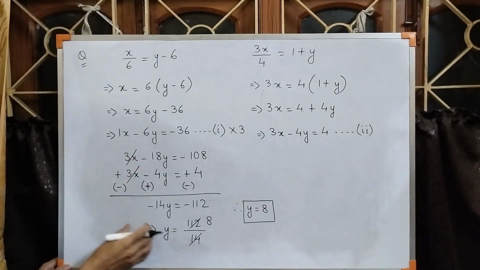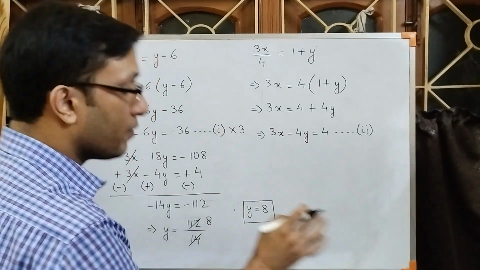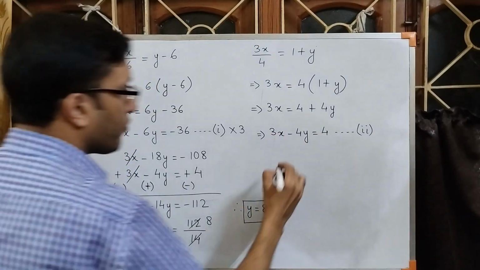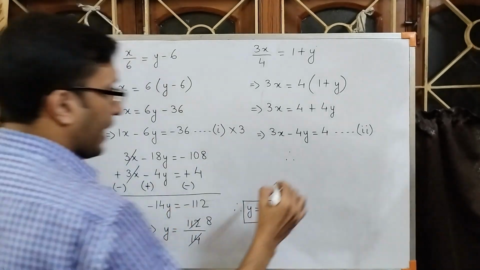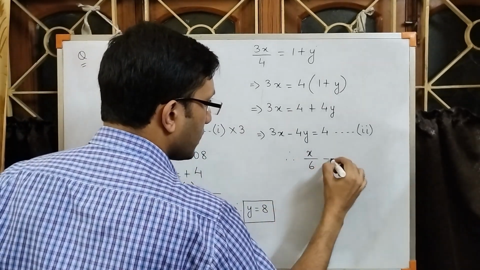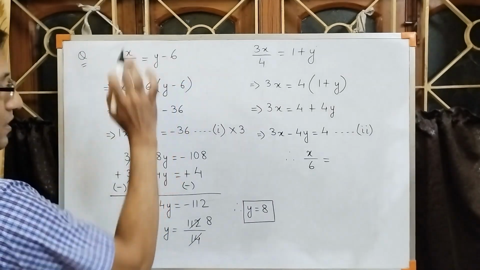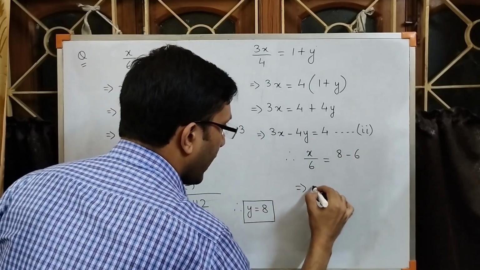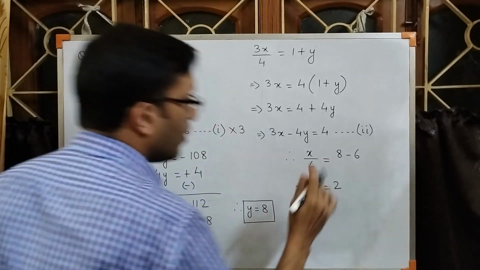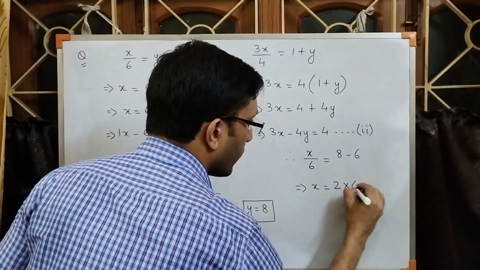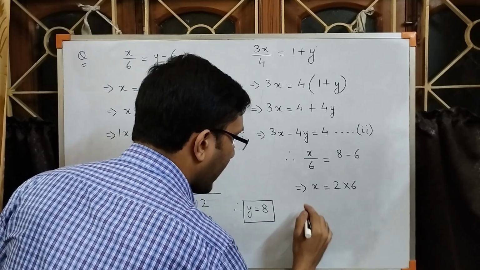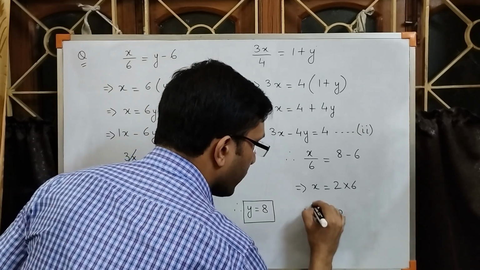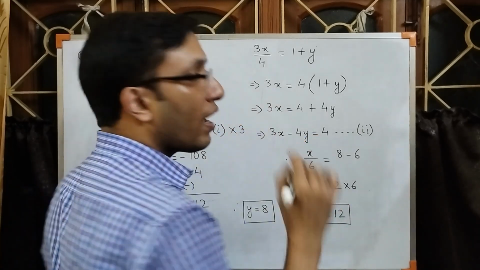So here we have eliminated x and we have found out the final value of y in the beginning. Now this value of y we are going to replace in this equation and find out the value of x. So therefore, x by 6 is equal to y minus 6. What is the value of y? 8 minus 6. So x by 6 is equal to 8 minus 6, which is 2, and this 6 gets cross multiplied. Therefore, the final value of x is 12. Okay? So these are the final values of x and y.